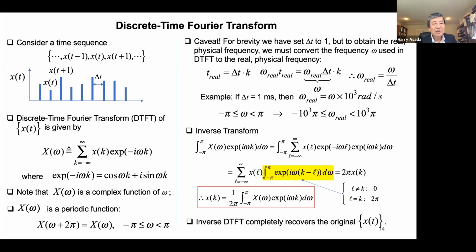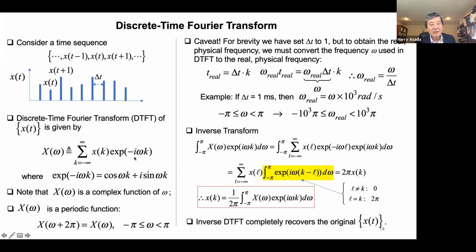The discrete time Fourier transform definition is basically, given this time sequence x(k), we multiply by exponential minus i omega k, and then take a summation over k from minus infinity to plus infinity. So this is the definition of the discrete time Fourier transform.